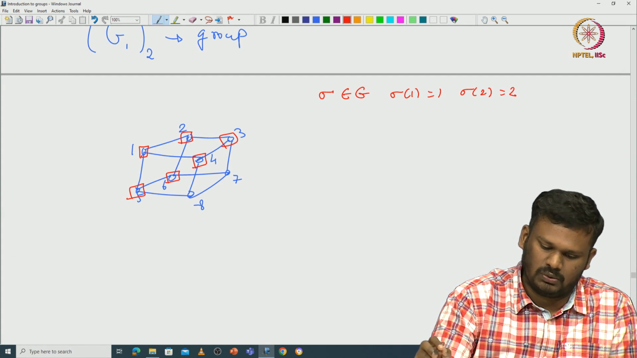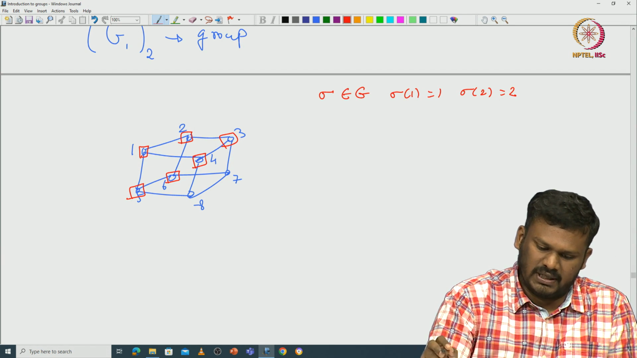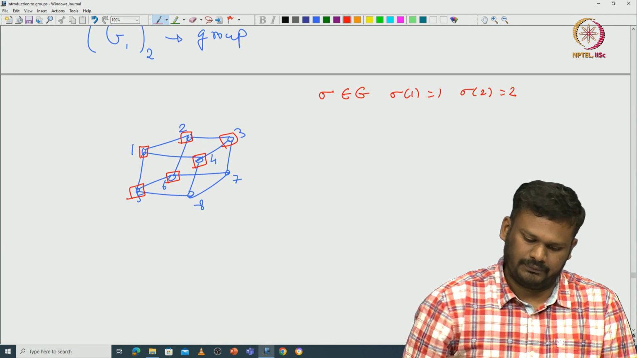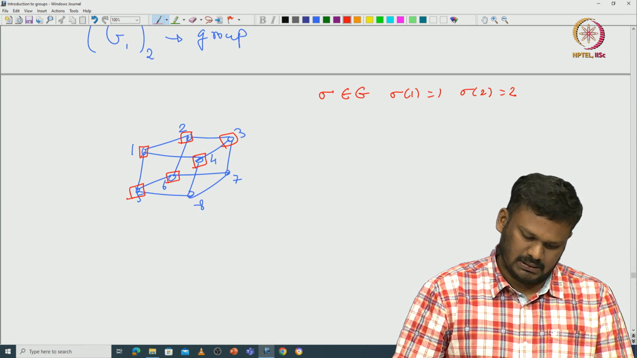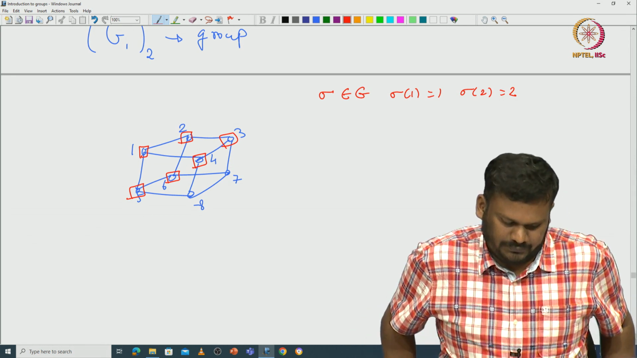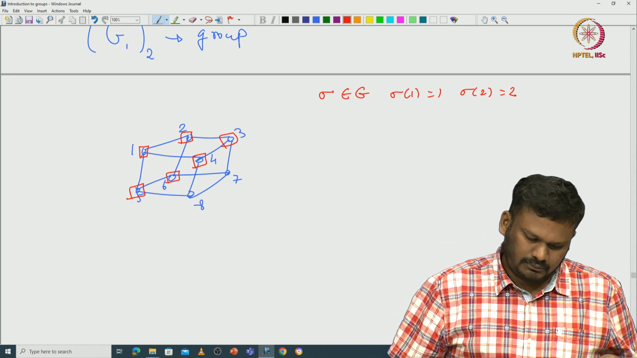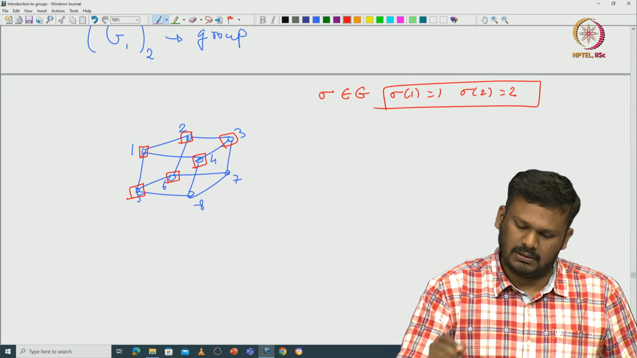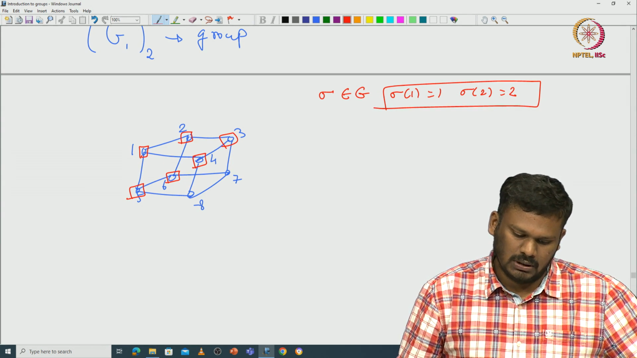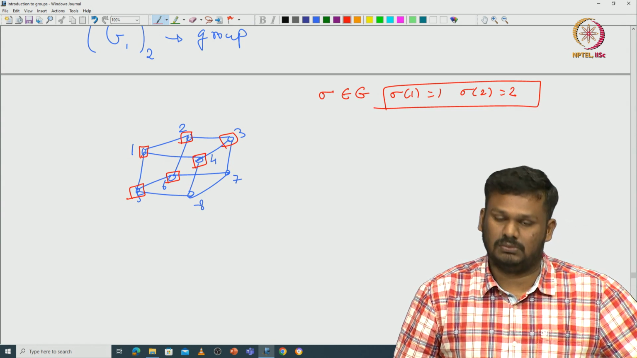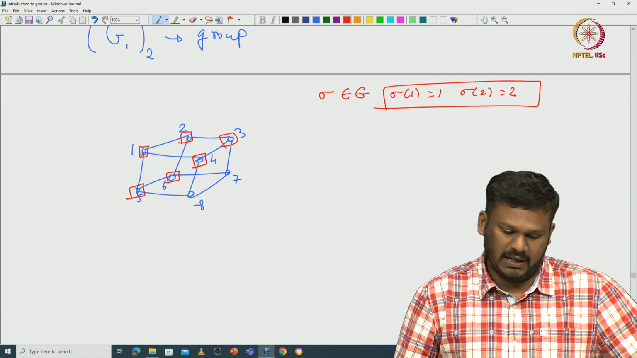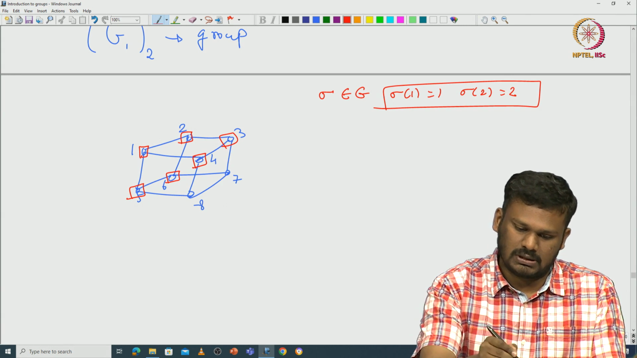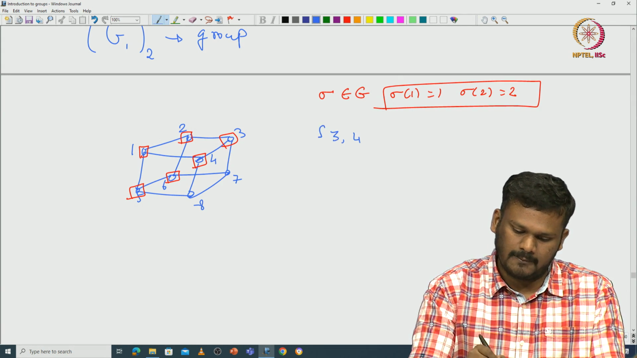Okay, 2 is connected with 1 4 3 6 and 1 is connected with 2 4 5. So, these are all the numbers that will play an important role. So, now if you take this condition, sigma of 1 is 1 and sigma of 2 is 2, then the neighbors of this 1 and 2 have to play an important role. Like now let us look at this 3 and 4. So, let us look at these vertices 3 and 4.